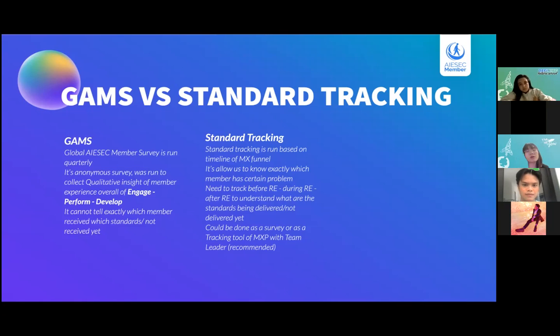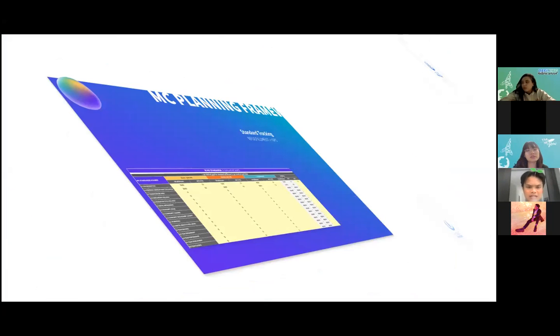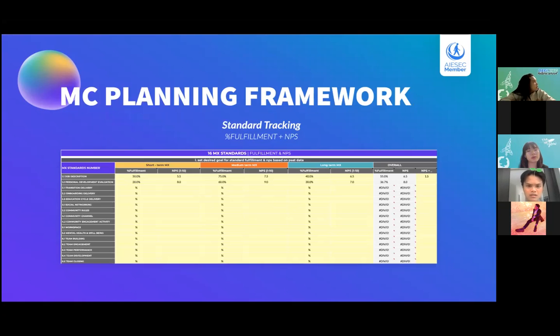And this usually happens for any ELD experience as well. We need to track experience by experience, and we track it based on the perspective of the member, our customer, not the team leader. So the minimum we are tracking right now is the fulfillment and the NPS. If you want to track further things, you can. But the minimum is to ensure the fulfillment is good and also the satisfaction with the standard we deliver is good.